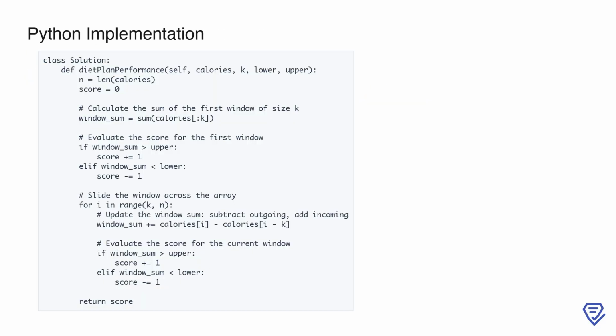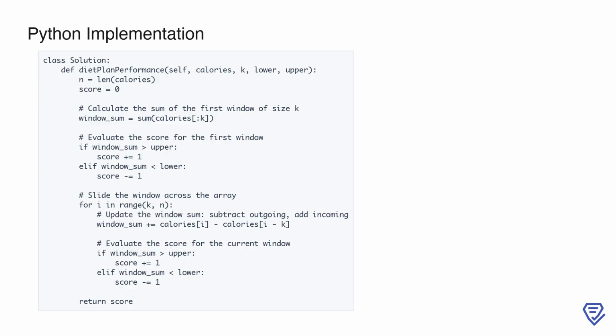This implementation solves the diet plan performance problem using a sliding window approach, which ensures efficiency. The function starts by initializing the total score to 0. It calculates the sum of the first subarray, or window, of size k using Python's sum function, which is efficient for this initial calculation. This sum is then compared against the upper and lower thresholds to adjust the score, adding 1 if the sum exceeds upper, subtracting 1 if below lower, and no change if within the range.